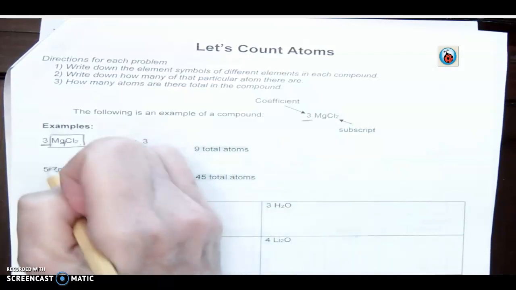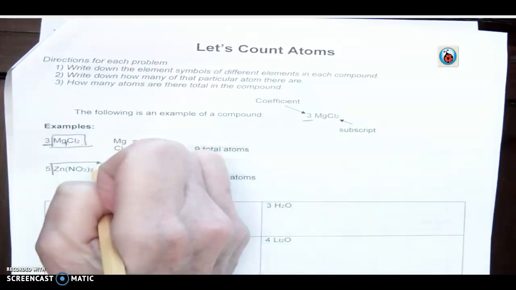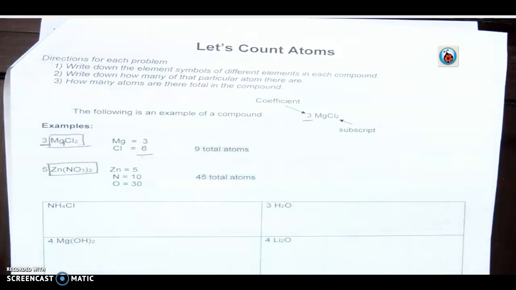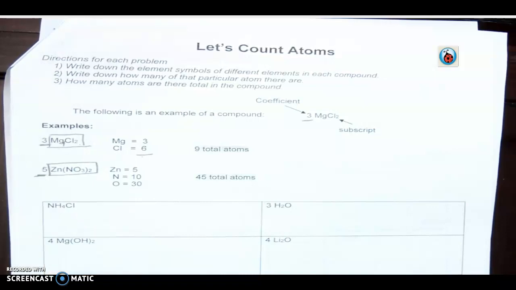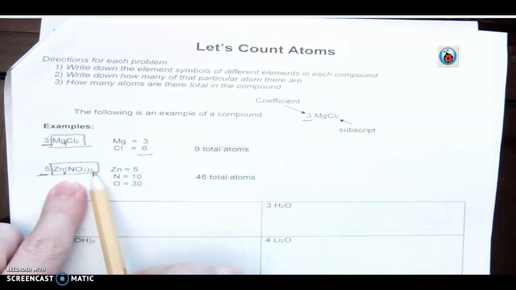Okay, what about something, though, that has parentheses? Again, I'm going to draw a box because everything behind the 5 gets multiplied by this coefficient of 5. So, zinc, it doesn't have anything, so there's an understood 1 there. But then we've got these parentheses. So I'm going to do the parentheses. So anything that's outside parentheses gets multiplied by whatever's inside the parentheses.